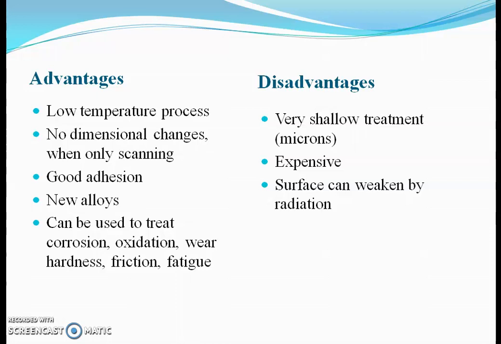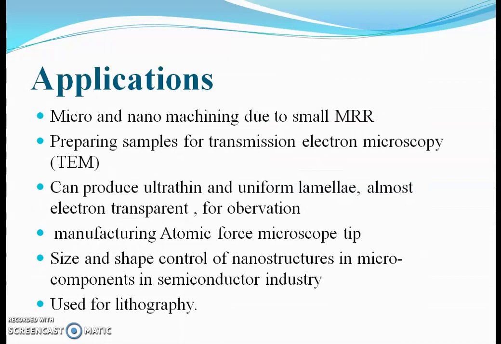Then what are the disadvantages? There are 3 disadvantages of this FIB process. Very shallow treatment, in microns, meaning it takes a larger time, and this process is very expensive, and the surface can be weakened by the radiation. These are the disadvantages.